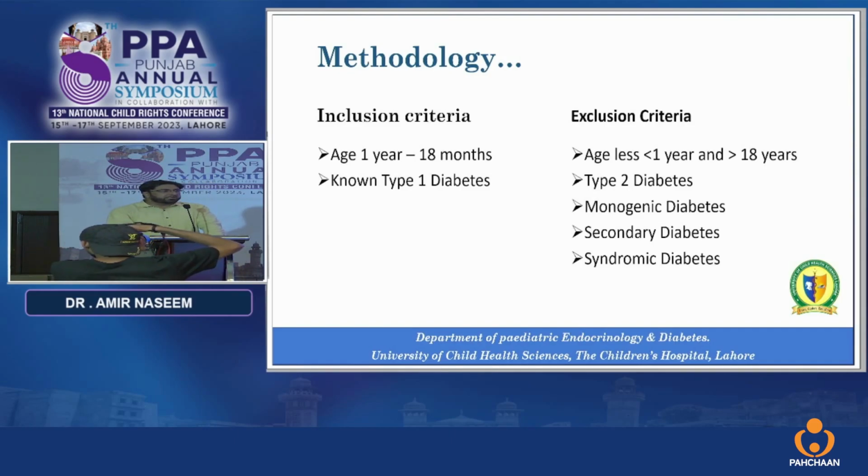The exclusion criteria are age less than 1 year and age more than 18 years. Type 2 diabetes, monogenic diabetes like MODY and neonatal diabetes will be excluded from the study. Secondary diabetes like cystic fibrosis related diabetes, thalassemia related diabetes, and syndromic diabetes would also be excluded from the study.